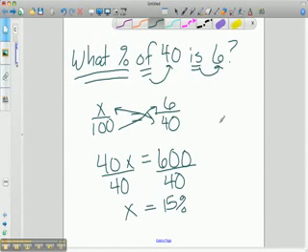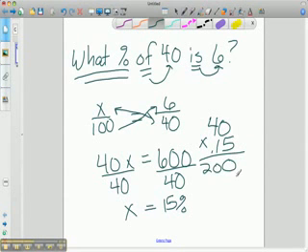You could test it by doing 40 times 0.15, and let's see, 5 times 0 is 0, 5 times 4 is 20, 0 as placeholder, 400, 600, adding these together. And we move the decimal point over 2 places and we get 6. So we did check our answer and it is correct.